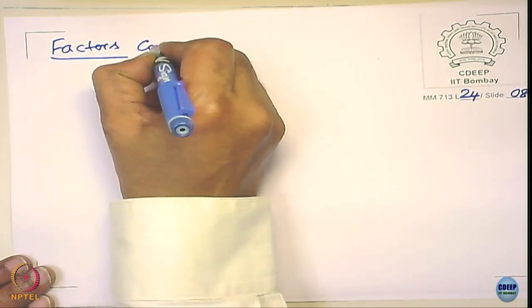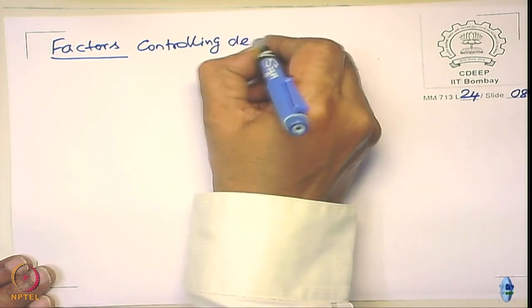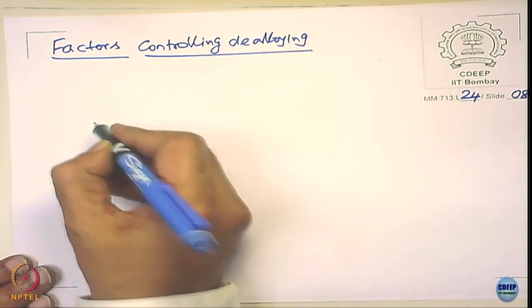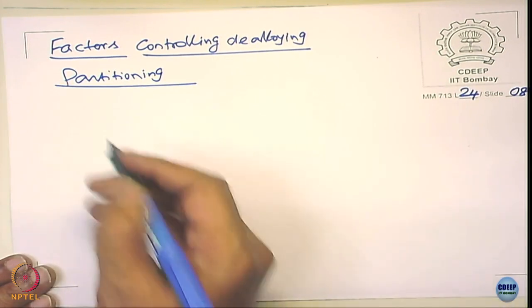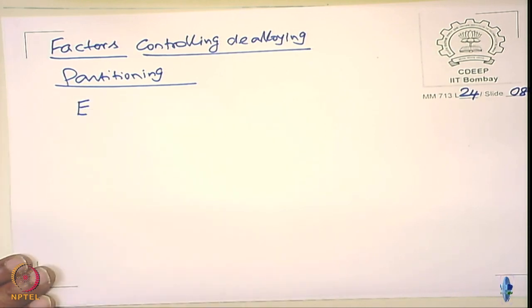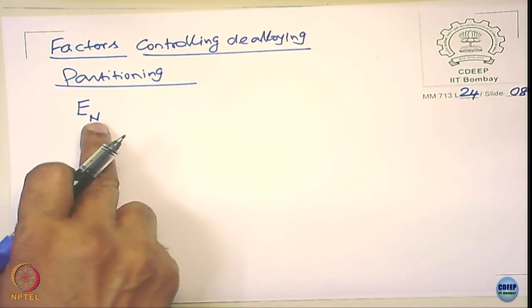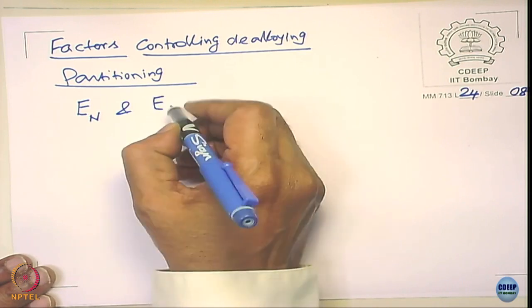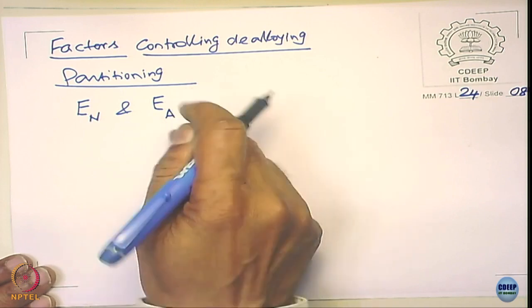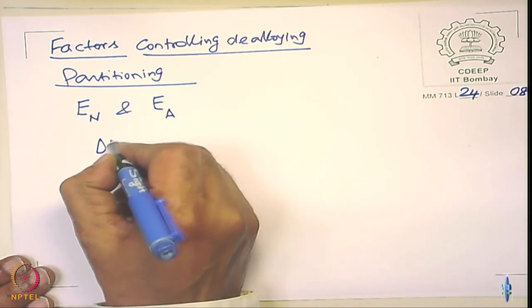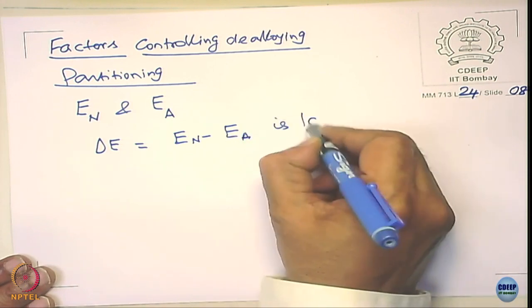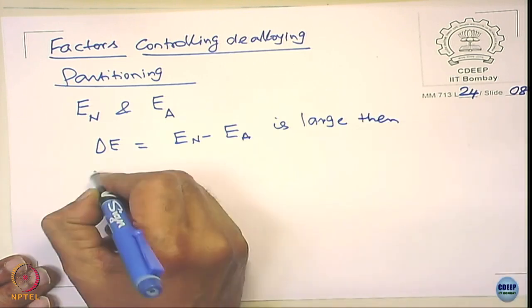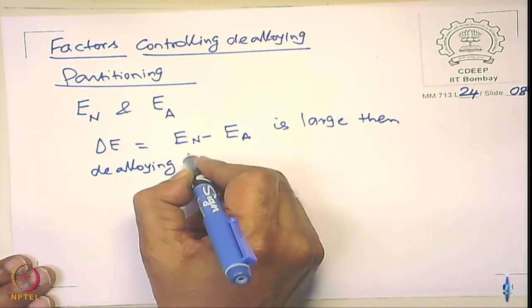What are the factors controlling dealloying? Now, this is called partitioning, right? The partitioning will depend upon the potential of element A, which is the noble element, and the potential of the relatively less noble element, which we call the active element, okay? I do not call them anode and cathode, I call it the active element, right? If delta E, which is En minus Ea, is large, then dealloying increases.